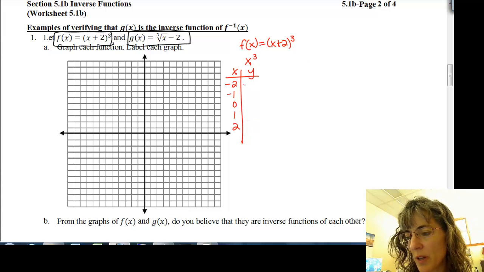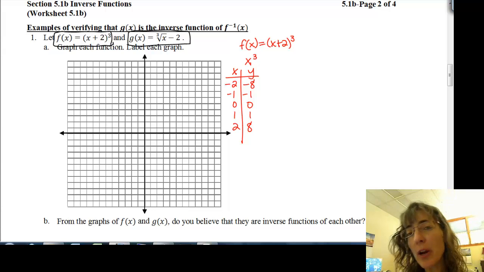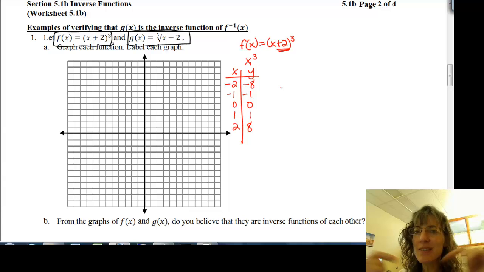So -2 quantity cubed will give me a -8. -1 quantity cubed, -1, 0, 1, and 8. So that's my parent function. I don't really want to graph that, but I want to use it to make the transformations because I want to do here this +2, and it's inside the parentheses of what's being cubed with the x. So it's acting on the x.